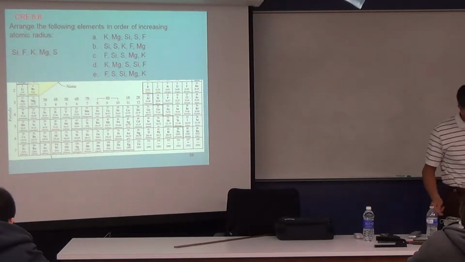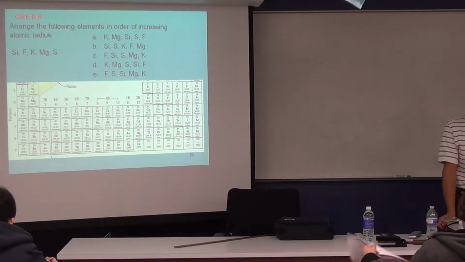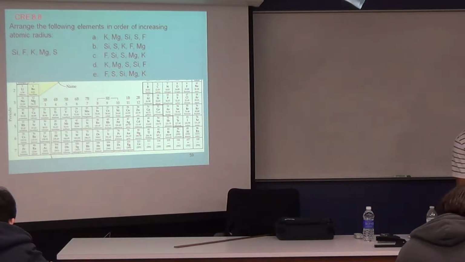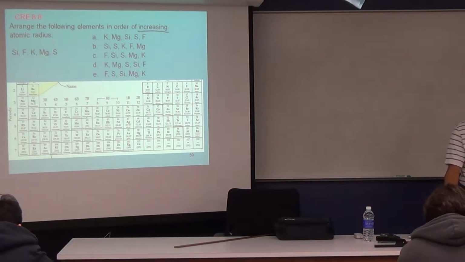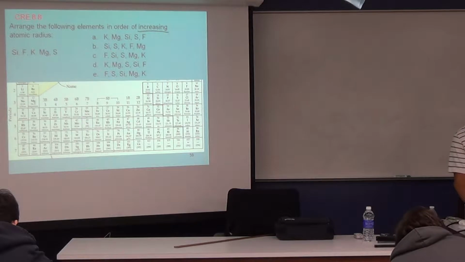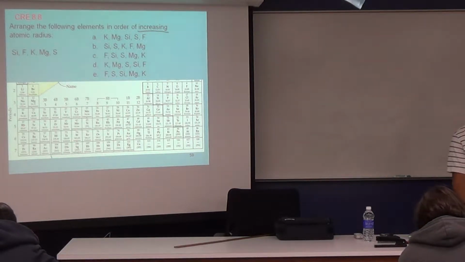Now do CRE 8.8. I give you 5 items and you want to put these 5 items in order. Read the question carefully. Those are very easy questions, and the usual mistake is missing what kind of order you have. Increasing order means you start from something small and get something bigger.